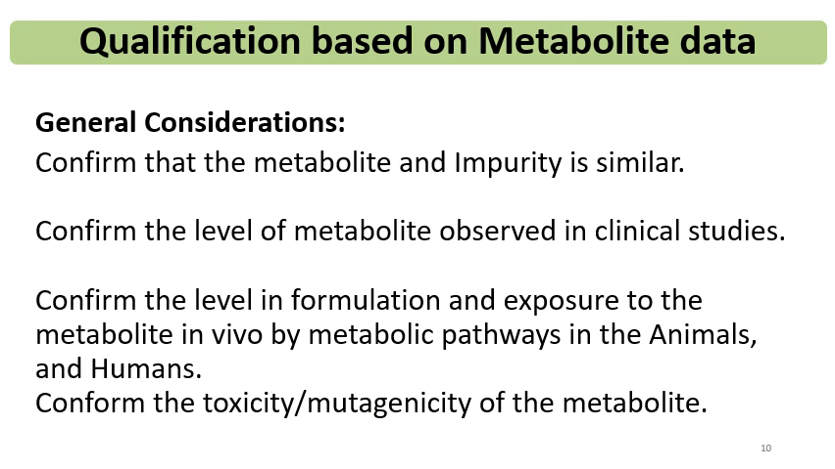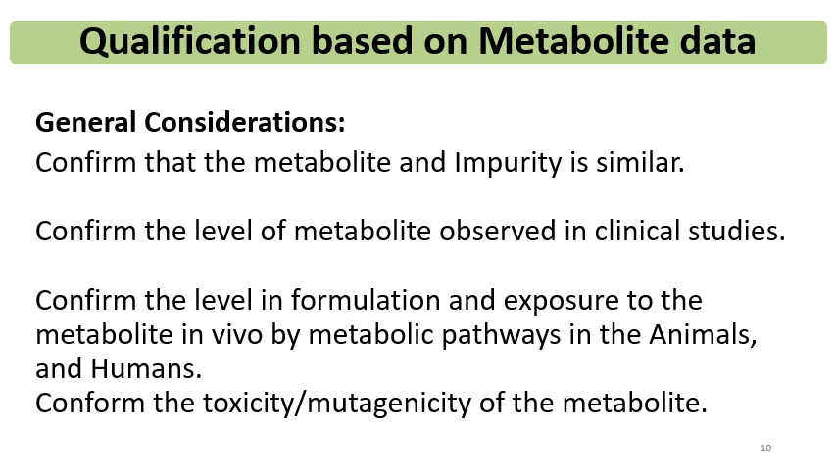General considerations involve the confirmation of the metabolite that it is an impurity. That means confirm that the metabolite and the impurities are similar. Confirm the level of metabolite observed in the clinical studies. Also observe the metabolites in the preclinical studies and in animal studies. Confirm the level in formulation and exposure to the metabolite in vivo by metabolic pathways in the animals and the humans. Then confirm the toxicity or mutagenicity of the metabolite.